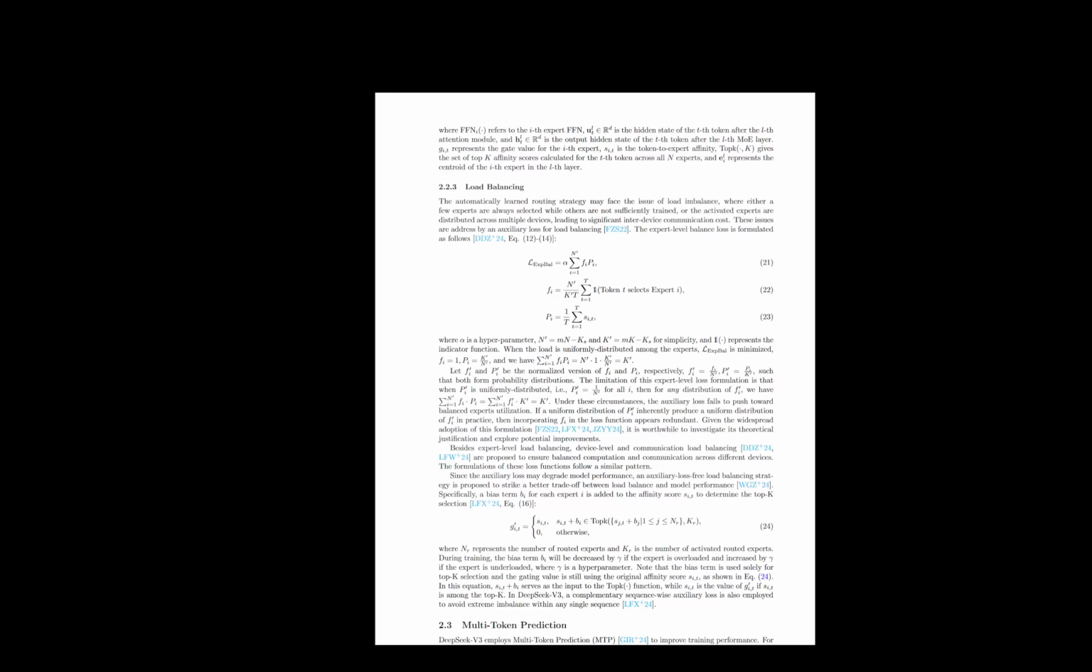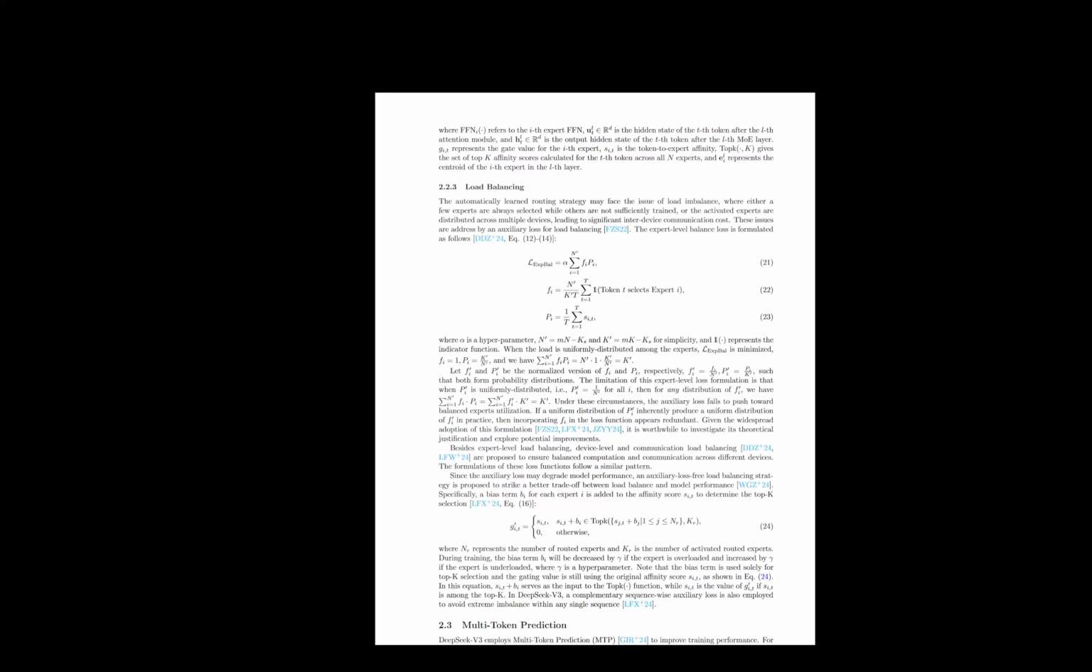Since the auxiliary loss may degrade model performance, an auxiliary loss-free load balancing strategy is proposed to strike a better trade-off between load balance and model performance. Specifically, a bias term b_i for each expert i is added to the affinity score s_i,t to determine the top-K selection [Wang et al. 24, Eq. 16].